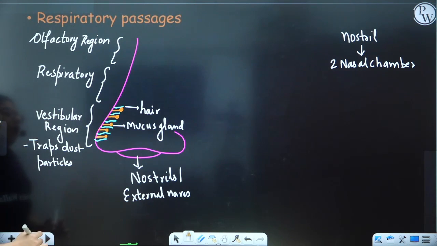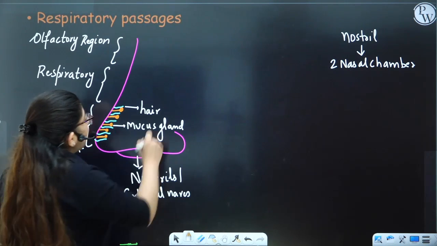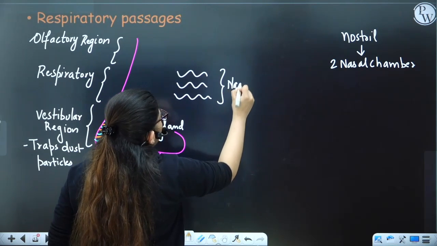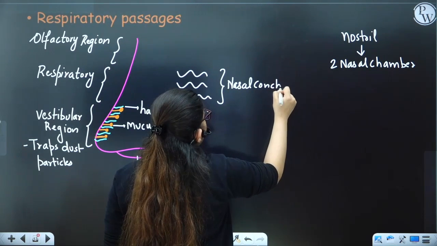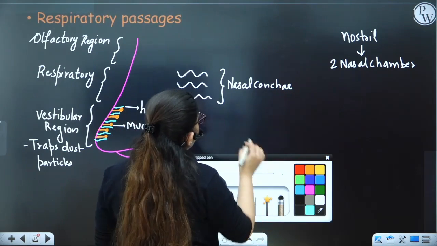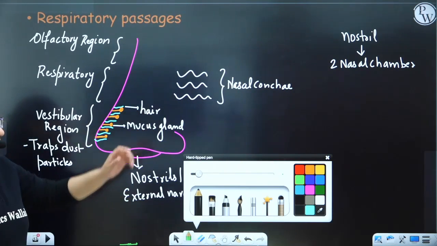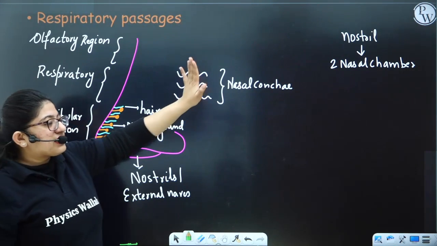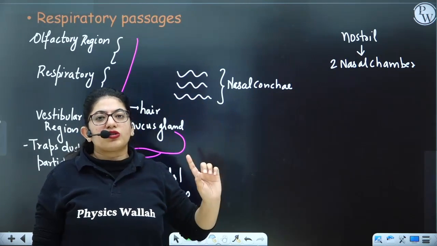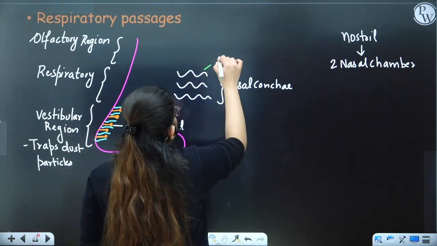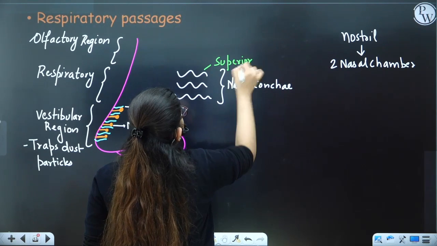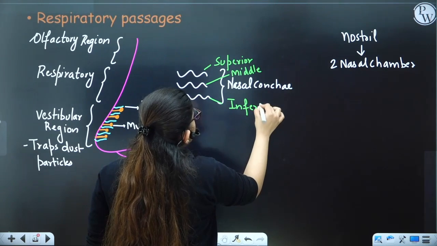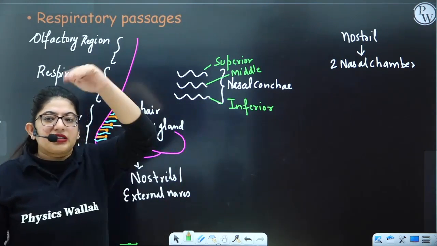Now, what is there in the respiratory region? We have three pairs of bones here, known as nasal conchae. We have three types of nasal conchae: superior, middle, and inferior. I can show you three here because we are seeing the lateral section, but on the other side of the nose, these three bones are also present. They are present in a crisscross manner like this.